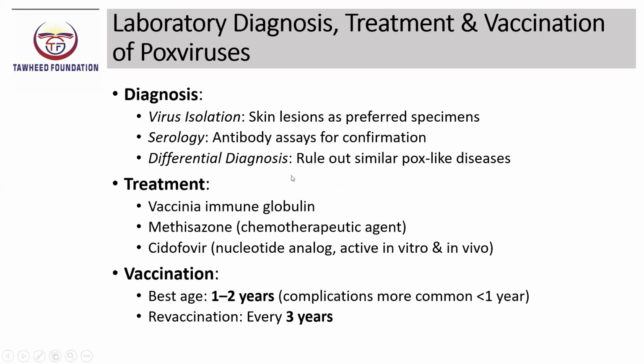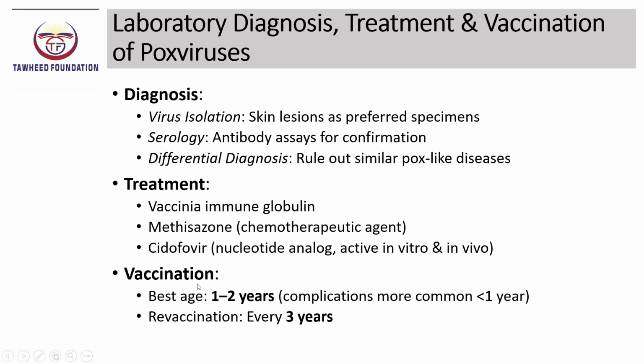Differential diagnosis: because smallpox may be confused with other diseases that give positive results for pox viruses, differential diagnosis should be made. Treatment: vaccinia immune globulin is prepared from blood from persons vaccinated with the vaccinia virus. Methisazone is a chemotherapeutic agent of some value against pox virus. Cidofovir, a nucleotide analog, shows activity against pox viruses in vitro and in vivo.